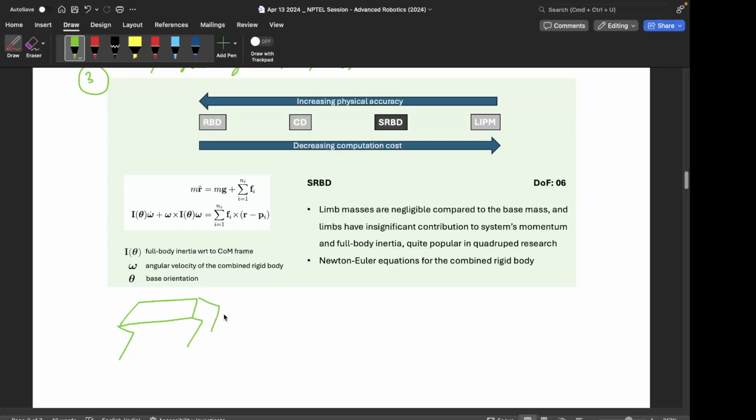The main assumption is that the limbs of the robot are very light compared to the base, right? And the second assumption could be that if they are not so light, they move very slowly. So the main thing is that the limbs do not contribute much to the system's momentum, right?